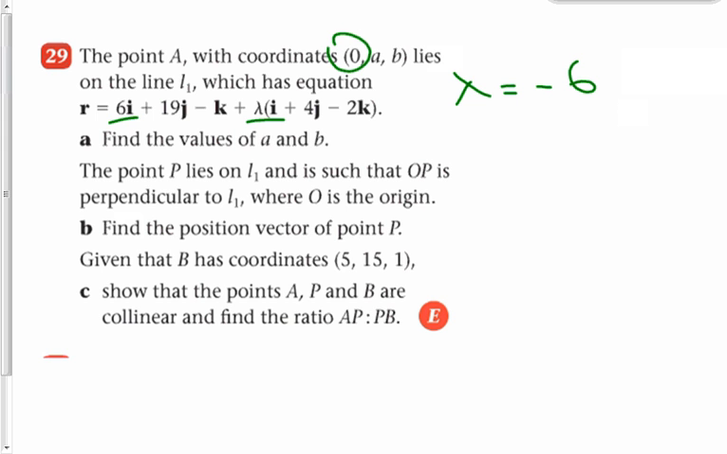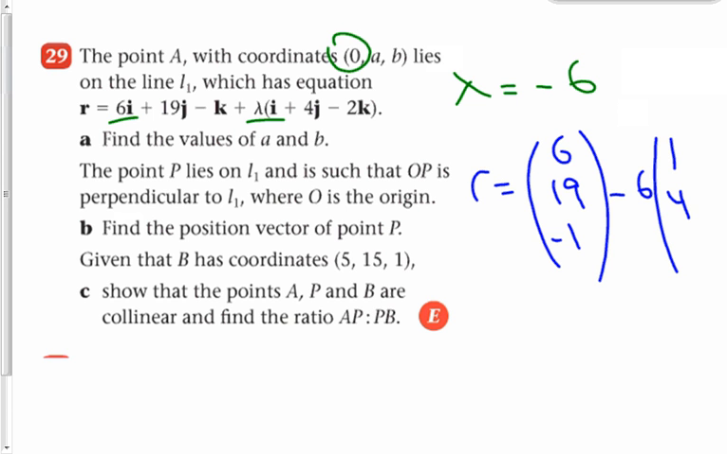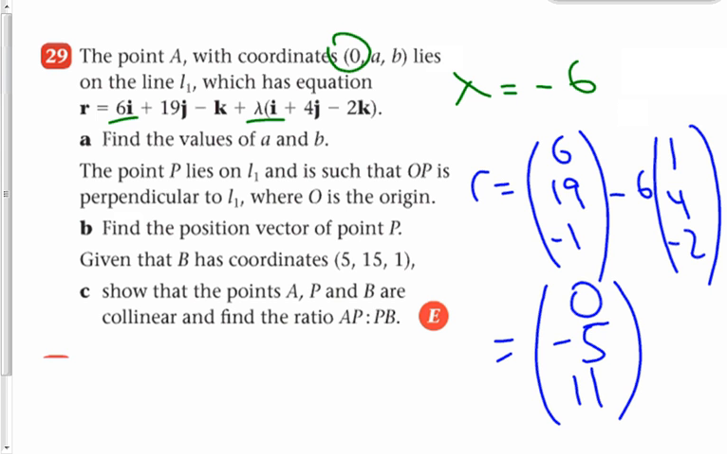So I'll write this as a column vector. So r is equal to (6, 19, -1) minus 6 times (1, 4, -2). And that gives me (0, -5, 11). Okay, so the value of A is -5 and the value of B is 11. So the second part, part B.